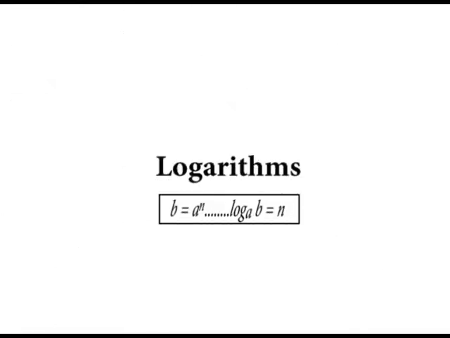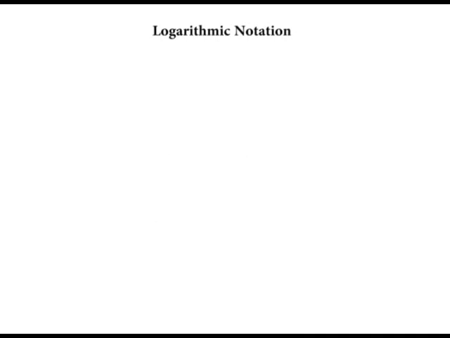Next chapter, logarithms. The logarithmic notation. Consider 2 multiplied by itself 5 times. We write it as 2 raised to power 5. We said that this is an indexed number. 2 is a base and 5 is the index.